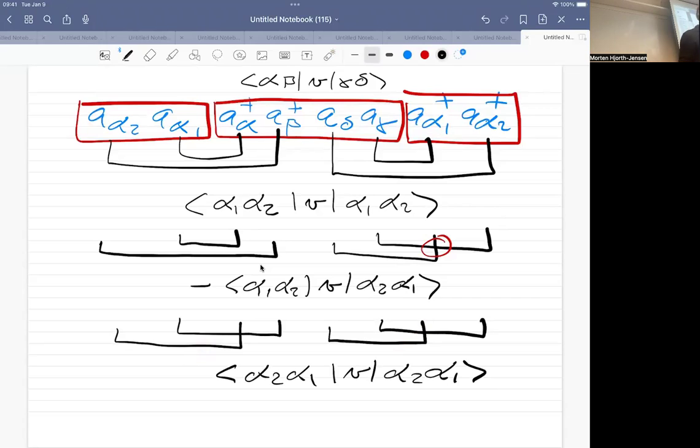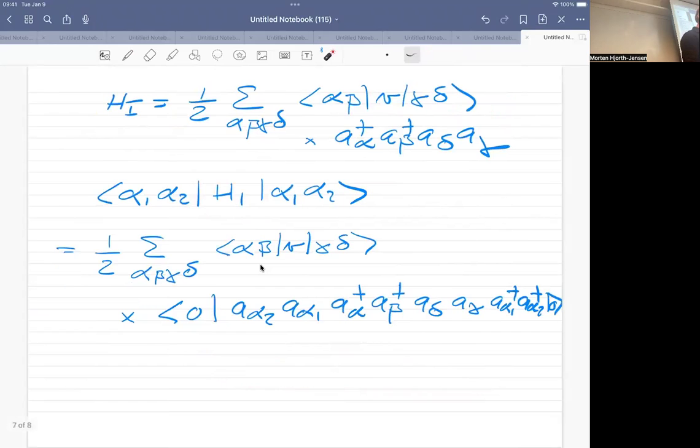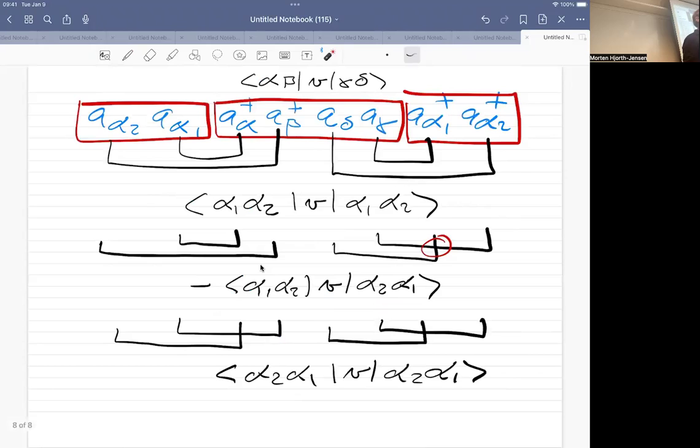And what we know, due to the symmetry of the operator V, is that this integral here is the same as that integral. So I get two terms which are the same, and we have a factor of a half in front. So when we add up these contractions which are non-zero, we get rid of the factor of a half.